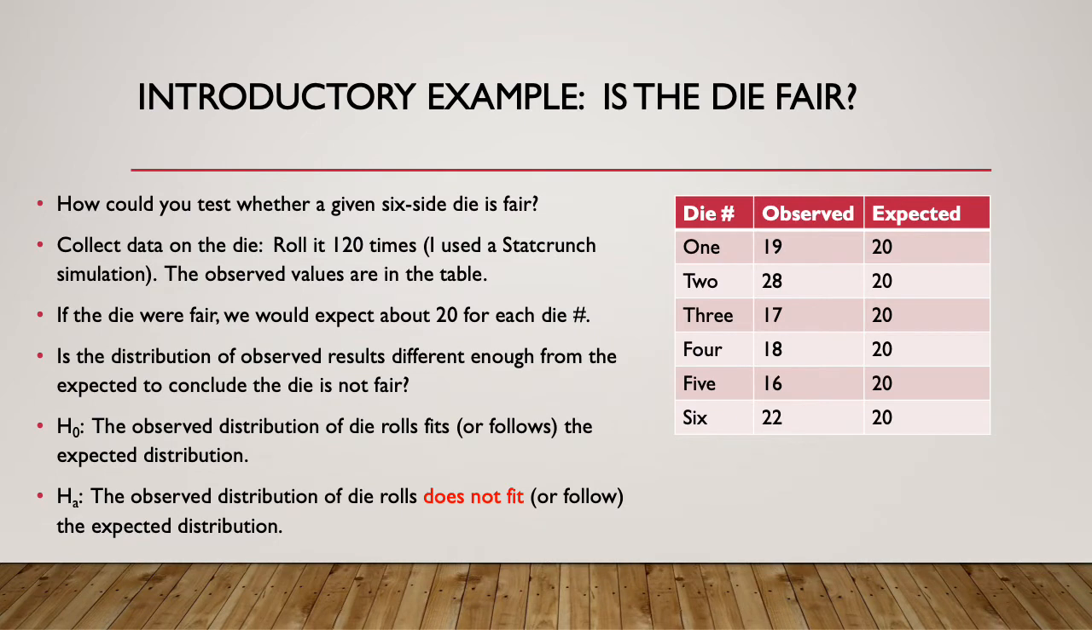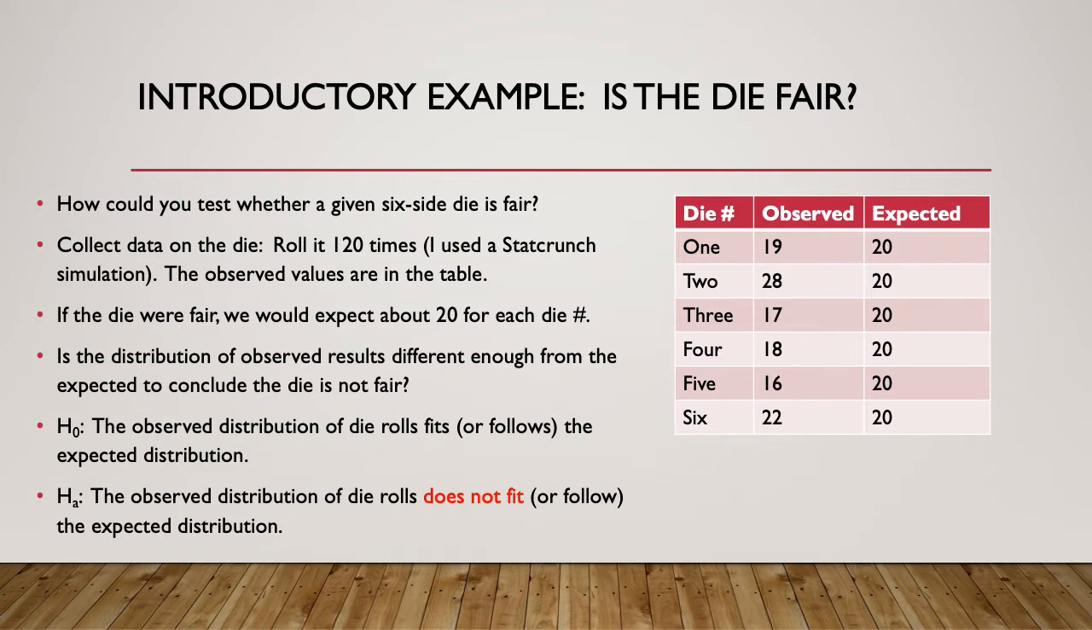Here's our introductory example. Let's say you wanted to know if a particular die you have is actually a fair die or not. Maybe you're a Las Vegas casino or something like that, and you want to test: does this die give us the numbers 1 through 6 and make each of those equally likely? So how could you answer that question?